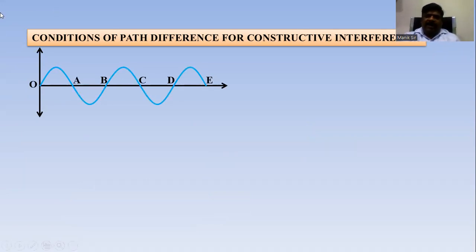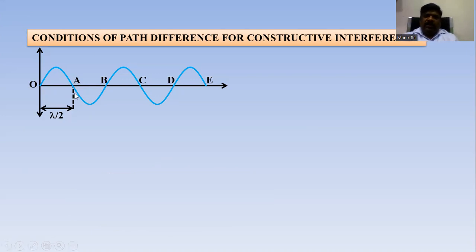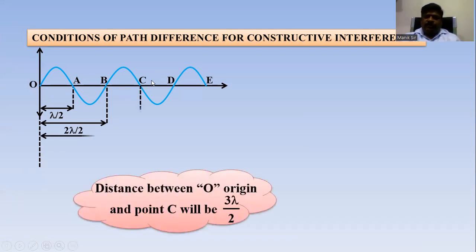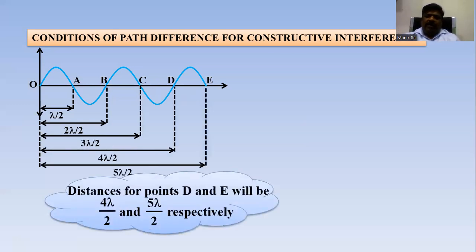Now let us see the path differences from O to B, that is for this complete wave. The path length is equal to the wavelength, lambda. So half of that is lambda by 2. The distance between origin O and the point A is half of the wavelength, lambda by 2. Then from A to B it is again lambda by 2. So from O to B it is 2 lambda by 2. Then from O to C it is 3 lambda by 2, from O to D it is 4 lambda by 2, and from O to E it is 5 lambda by 2.